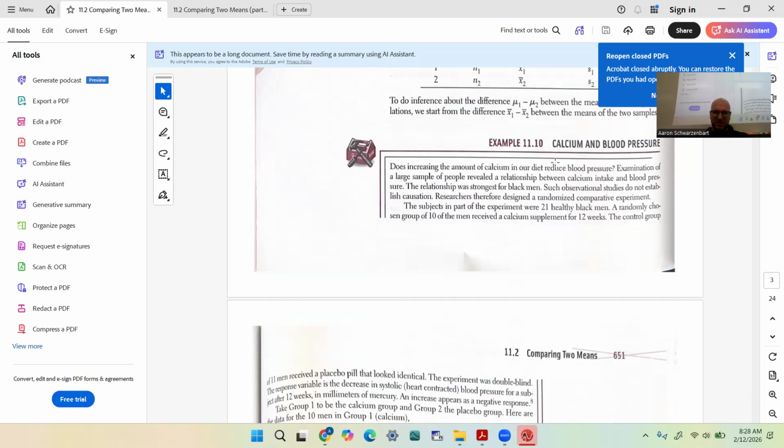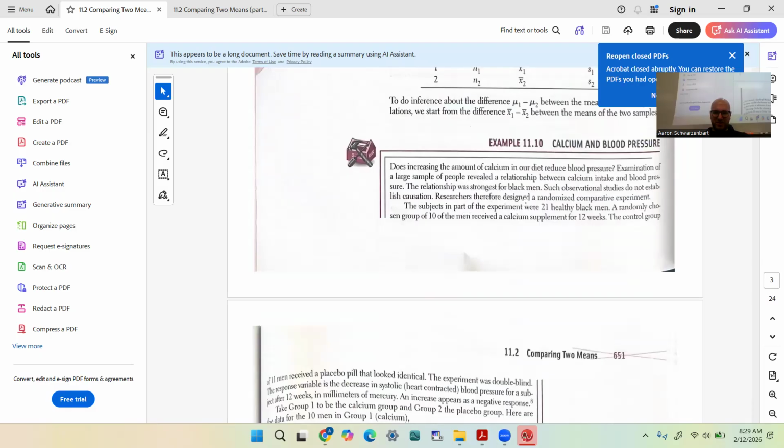Does increasing the amount of calcium in our diet reduce blood pressure? Examination of a large sample of people revealed a relationship between calcium intake and blood pressure. The relationship was strongest for Black men. Such observational studies do not establish causation. So researchers therefore designed a randomized comparative experiment.